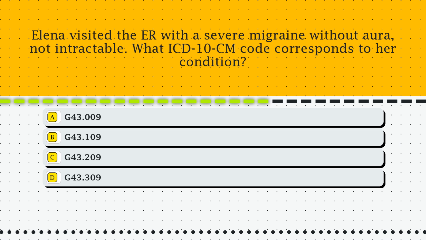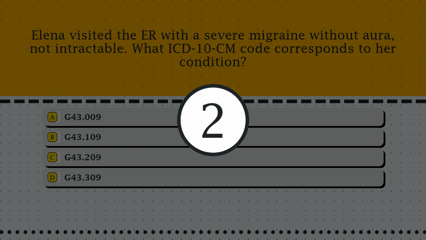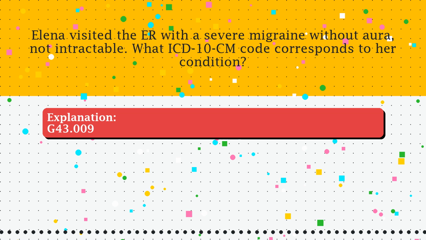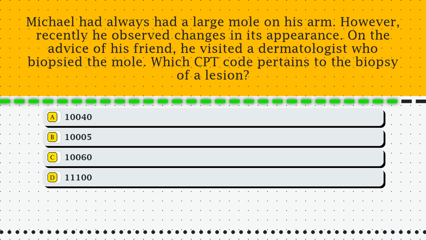Question 257. Elena visited the ER with a severe migraine without aura, not intractable. What ICD-10-CM code corresponds to her condition? Option A, G43.009. Option B, G43.109. Option C, G43.209. Option D, G43.309. The correct answer is option A, G43.009.